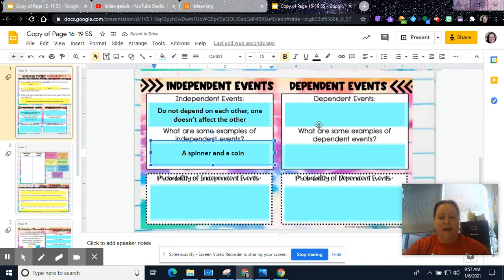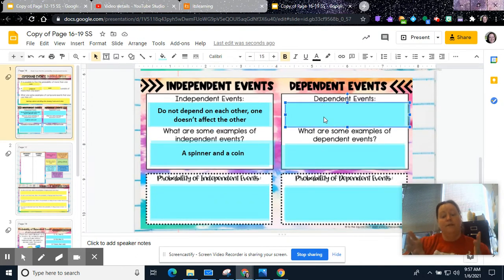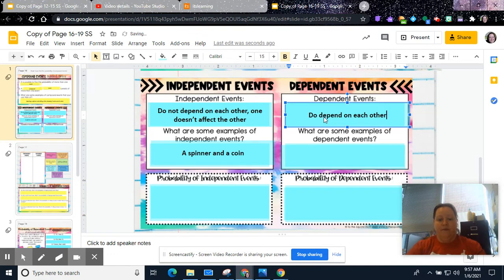Dependent events, that would be things that do depend. So if I want to know the probability of drawing an ace out of a deck of cards, and then that card is no longer in the deck, so now instead of 52 cards, I only have 51. So what's the probability of drawing another ace? It completely changes the probability now that you have fewer cards in the deck. So dependent events do depend on each other, and one does affect the outcome of the other.